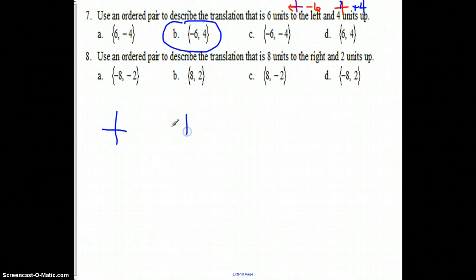Okay, here's my x and y axis. Let's mark the next one. 8 units to the right would be over here. That would be +8. And 2 units up, that would be a +2. So I'm looking for (8, 2), which would be B.